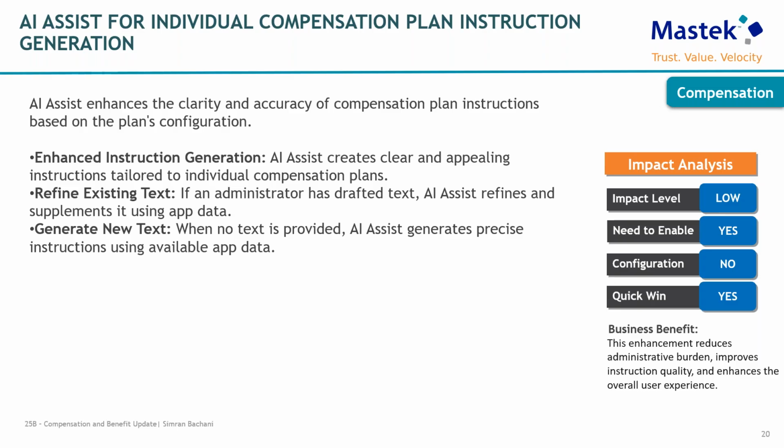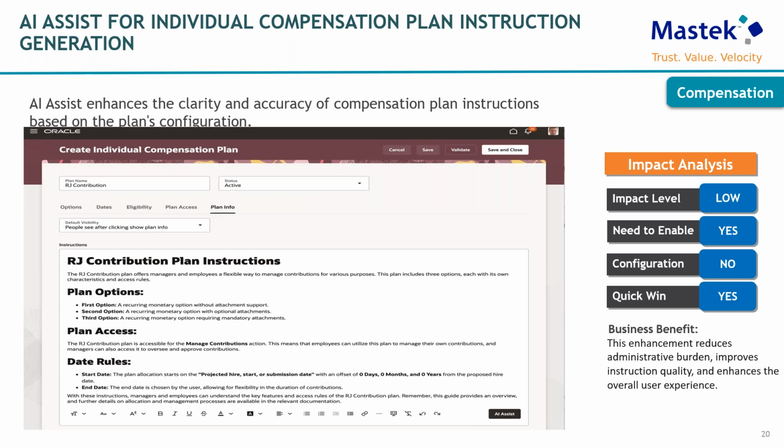The new AI Assist feature helps generate clear and accurate instructions based on individual compensation plan configurations. It can refine existing text proposed by administrators or generate new instructions when none exist, using app data for clarity. This enhancement reduces administrative workload, improves instruction quality, and enhances the user experience. Here you can see on the screen the screenshot for the same for the AI Assist for ICP plan.